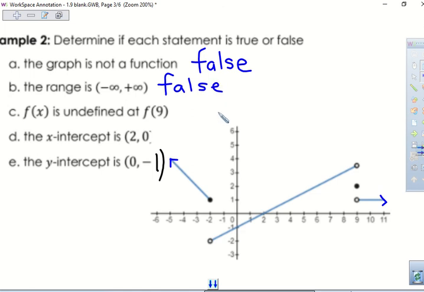So the next one is f of x is undefined at f of x equals 9. So what that just means is x equals 9. They want you to look at that point on the graph and determine if it is defined there. So at 9, is there either a closed circle or a line going through 9? There's a closed circle. Good. So that is false. It is defined there.